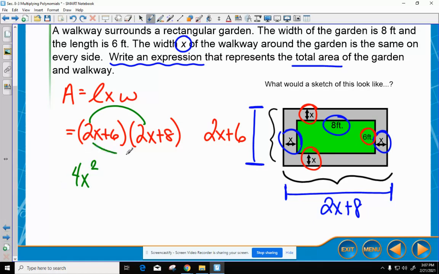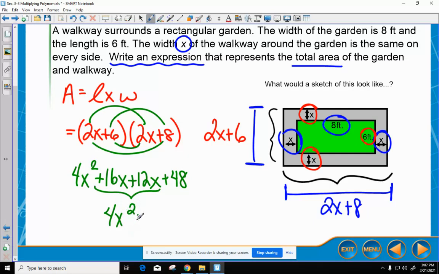Next, outers: 2x times 8 would be 16x. Inners: 6 and 2x, that would be 12x. And last: 6 and 8 multiplied together would be 48. These two terms in the middle are like terms, so my final answer is 4x squared plus 28x plus 48.